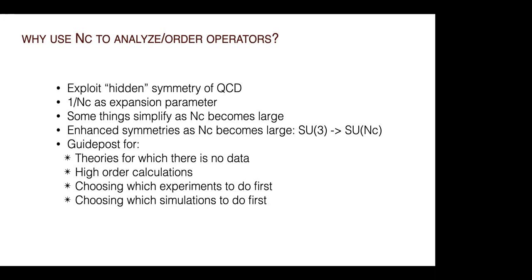So when I talk about high order calculations here, I'm of the mind where some of these higher order calculations, you'll have just a gazillion operators and very little constraints on them. And by exploiting this enhanced symmetry that QCD gains as the number of colors gets large, then you can do something to reduce those number of operators.